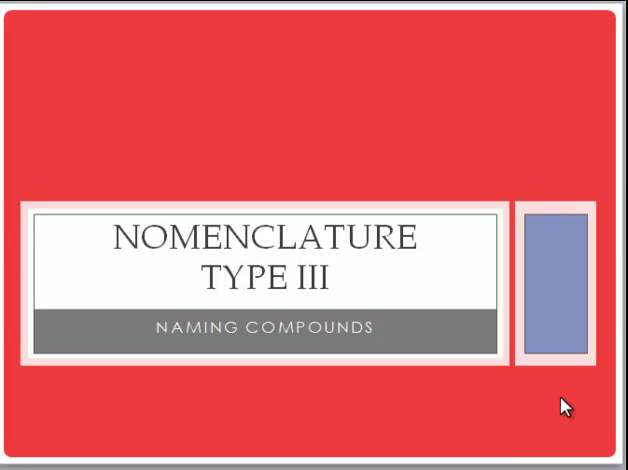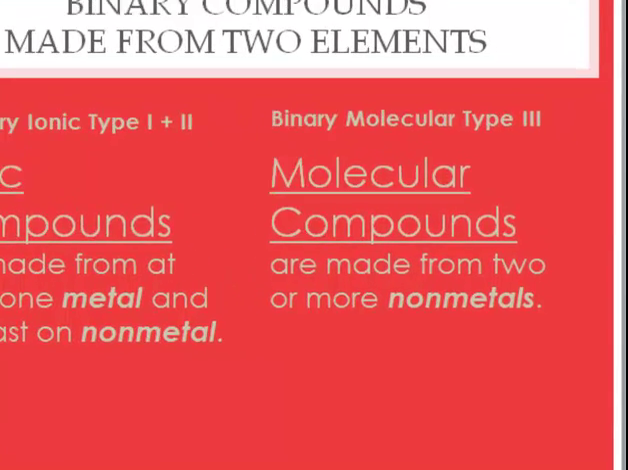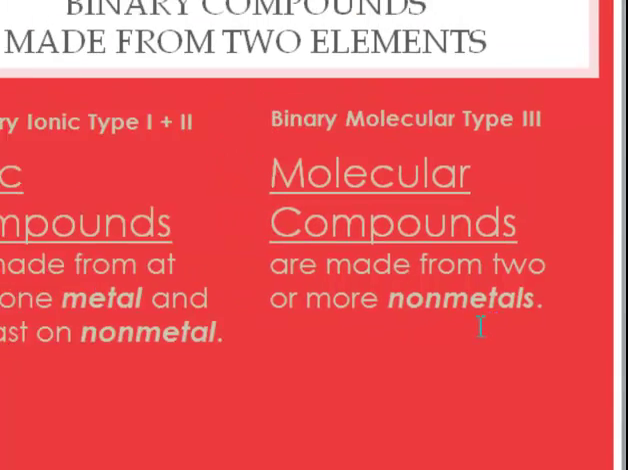The name of today's video is Nomenclature, Type 3. There are three types of binary compounds. We've already discussed binary ionic, Type 1 and 2. Today's main focus is binary molecular, Type 3. I want to stress here that these are made from two nonmetals.